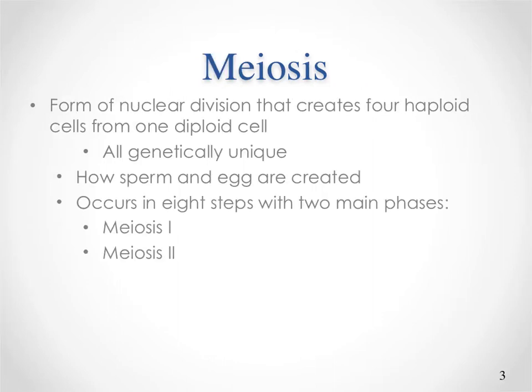Meiosis is a form of nuclear division that creates 4 haploid cells from 1 diploid cell. All of these cells are genetically unique. This process is how sperm and egg cells are created. It occurs in 8 steps with 2 main phases, meiosis 1 and meiosis 2.